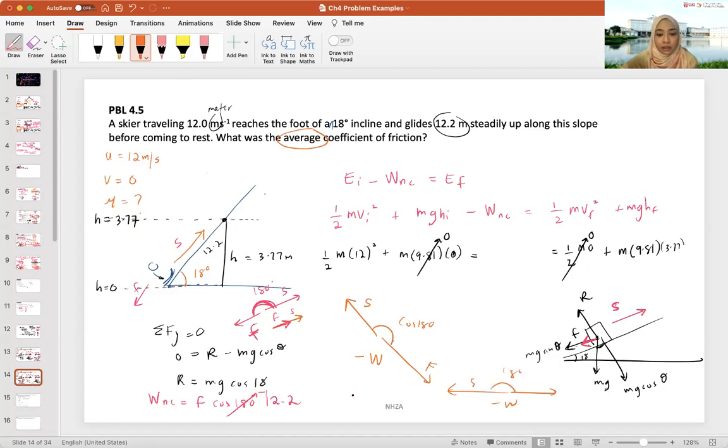Apa lagi yang pelik-pelik? Macam ni S and this is F, sama macam yang kita tengok tadi. 180, work done is negative. If you don't want to use the angle, you can immediately put in the negative sign, no problem. Boleh. You just have to know same direction positive work done, opposite direction negative work done.